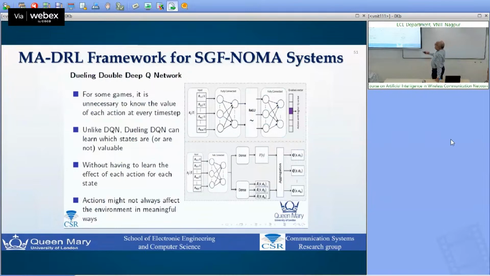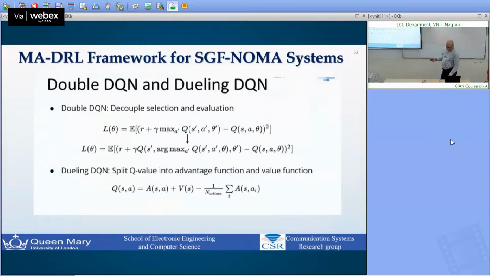Here we are going to have another version of deep Q network. Earlier we learned double DQN. Now we are going to have another DQN called dueling DQN. What is dueling DQN? The Q value is going to be split into two: the advantage function and the value function.